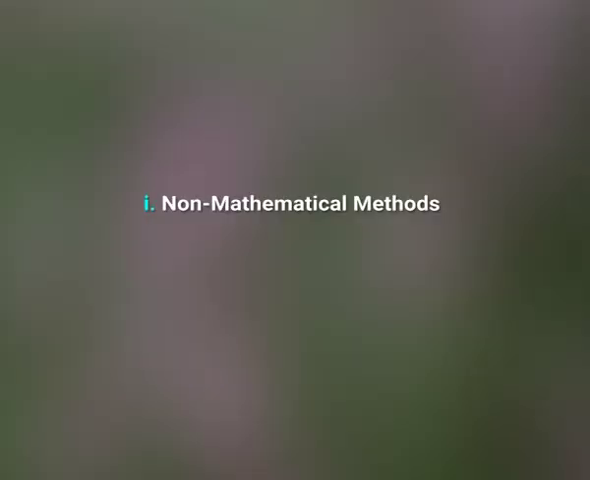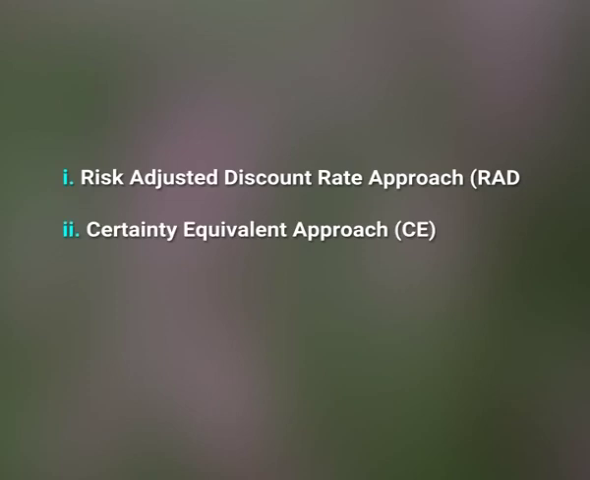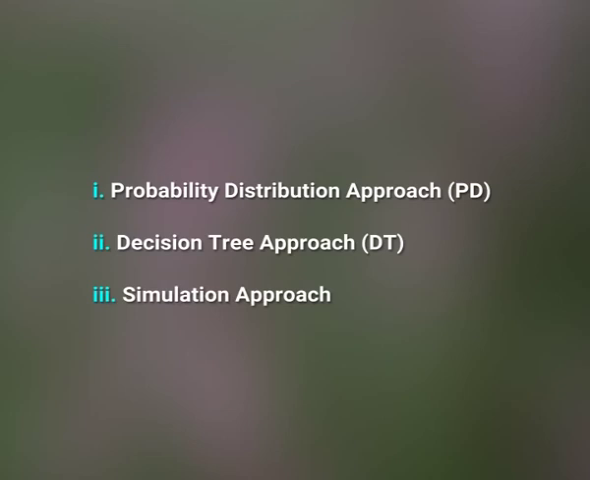Now, let's take a quick look at what we have discussed today. We have discussed the risk and uncertainty in capital budgeting. Risk in capital budgeting can be incorporated by two methods. First one is non-mathematical methods and the second one is mathematical methods. Under non-mathematical methods, the risk factor can be incorporated by the following methods. The first one is risk-adjusted discount rate approach. Second one is certainty equivalent approach, and the third one is sensitivity analysis. Under mathematical methods, risk can be incorporated by the following three methods. The first one is probability distribution approach, second one is decision tree approach, the third one is simulation approach.